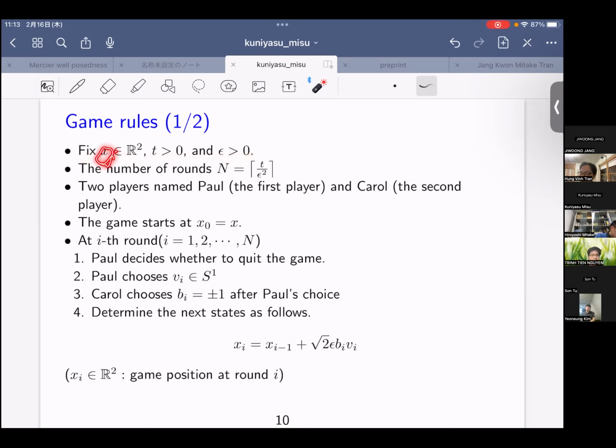X is the initial position of the game, and t is the time the game is carried out. And the game consists of capital N rounds here. And I named the first player Paul and the second player Carol. At each i-th round, the following are carried out.